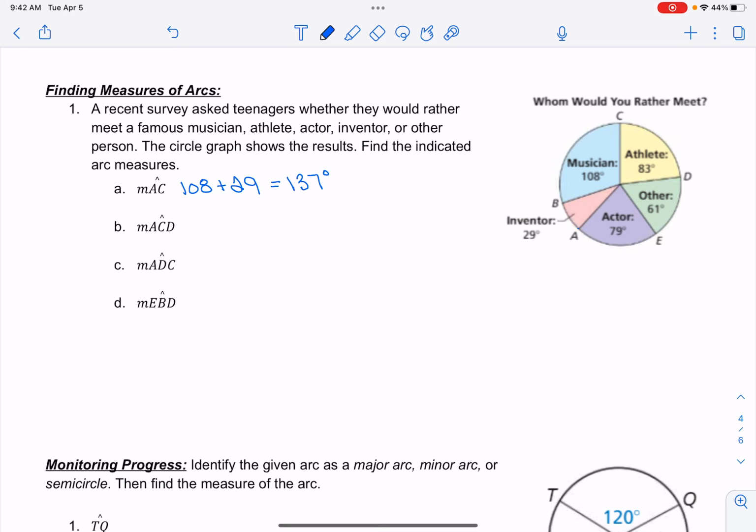ACD, so A to C to D. So again, we knew that A to C was 137. And then we just add that distance from C to D of 83. And that gives us 220.